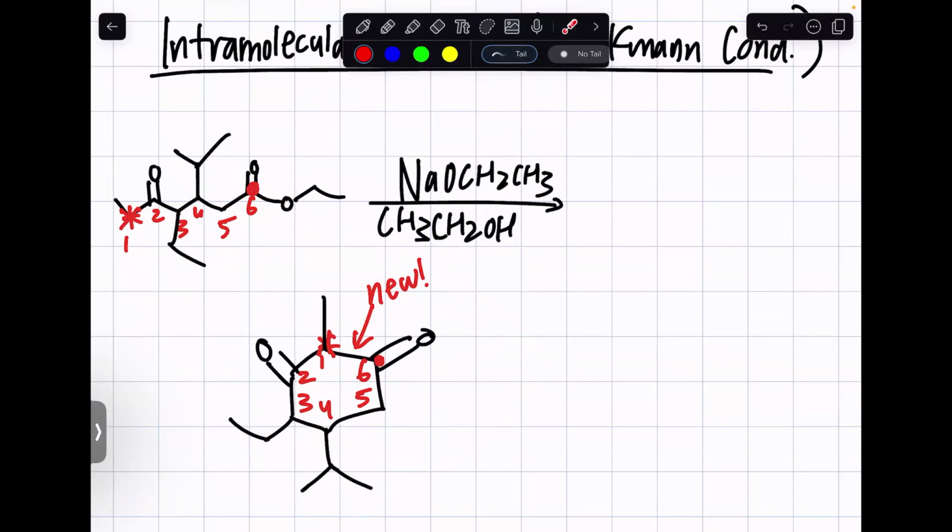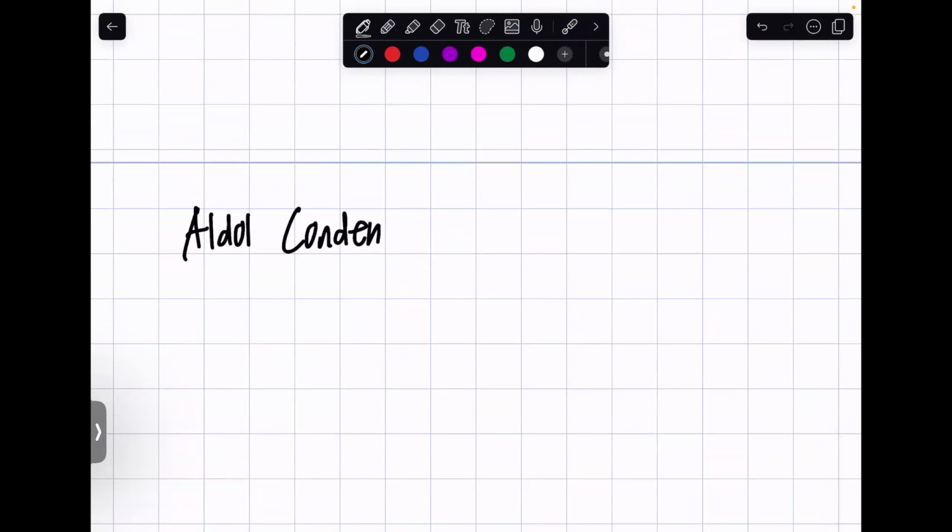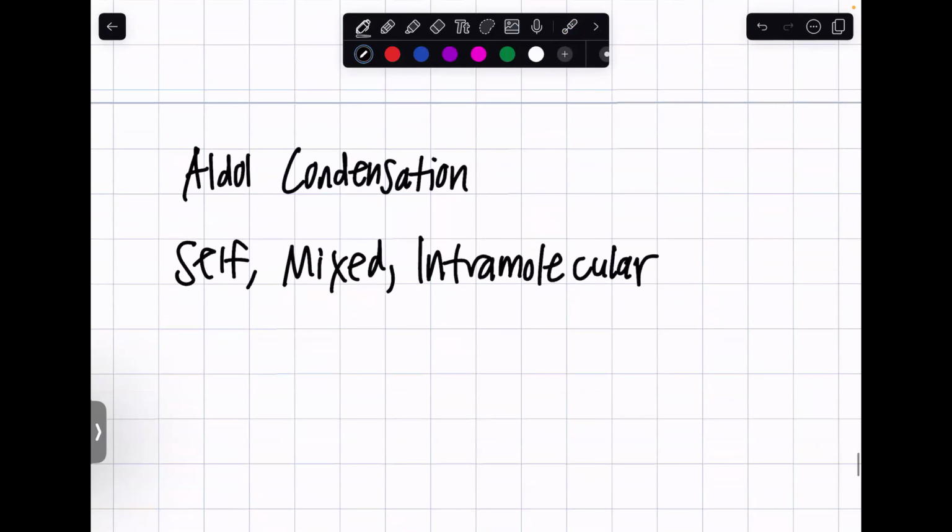Okay. Mhm. And there's also aldol reaction, aldol condensation. There are different types of aldol condensation also, right? Yeah, there's different types. There's self-aldol, there's mixed aldol, and there's intramolecular aldol as well. I always get that mixed up with the previous one. Oh, the Claisen? Yeah.